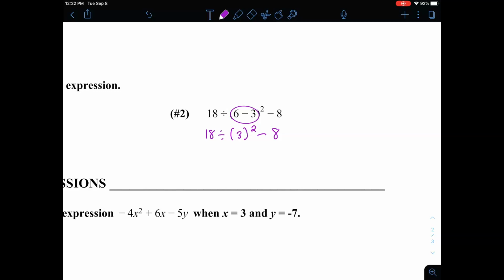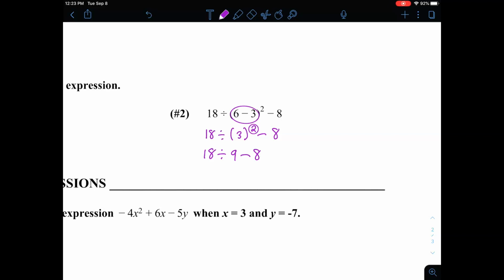And we do have parentheses, but parentheses really means there's something to do inside the parentheses. We just have a 3 inside the parentheses. Is there anything to do with the 3 or no? So this actually isn't parentheses. It's actually going to be exponents, because there's that 2 on the outside of the parentheses there. So the next thing we're going to do is exponents. So what's 3 squared going to be? It's 9.